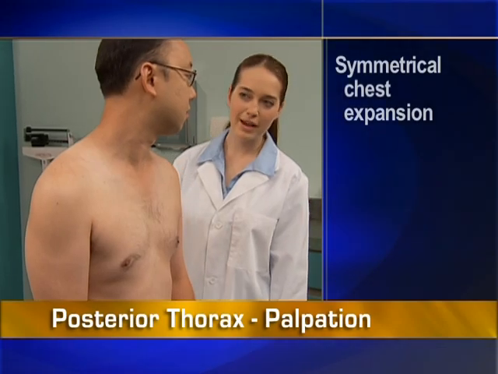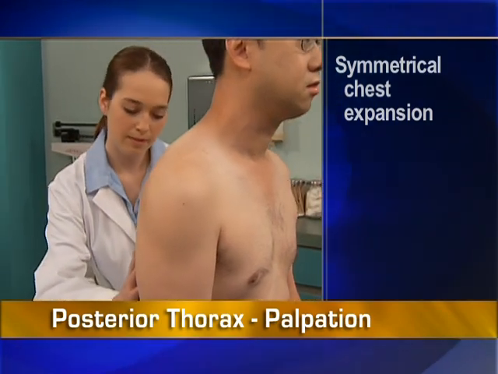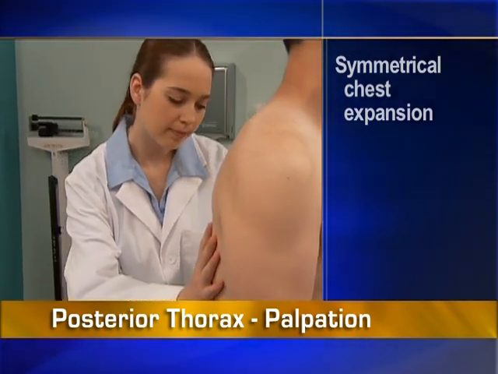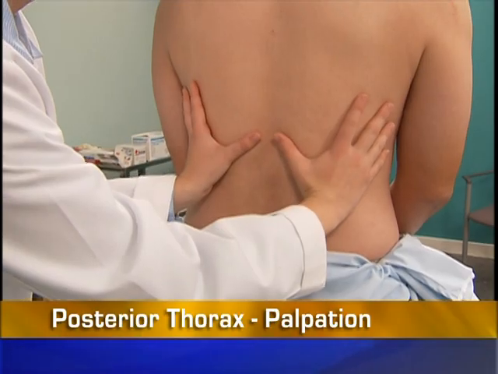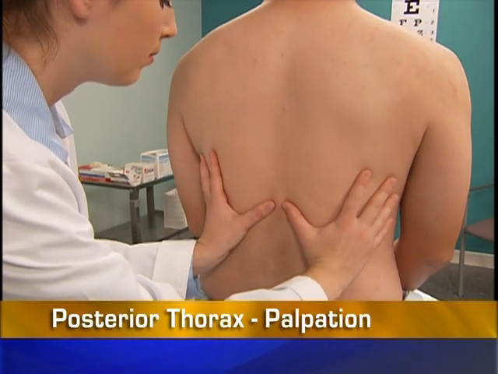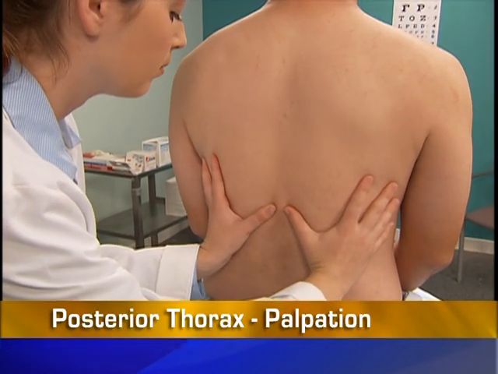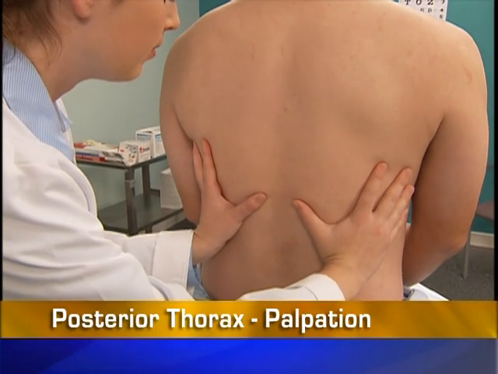Okay, now I'm going to place my hands on your back and have you breathe normally for me. Begin palpating the posterior thorax by confirming symmetrical chest expansion. Place your hands on the posterolateral chest wall, with your thumbs at T9 or T10. Slide your hands toward each other to pinch up a small fold of skin. Take a deep breath for me. Ask the person to take a deep breath.